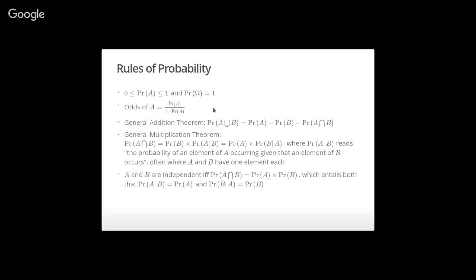And probability of A vertical bar B again reads the probability of something from A occurring, given that something from set B has occurred.